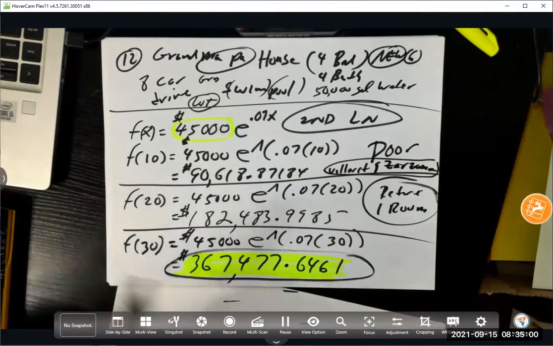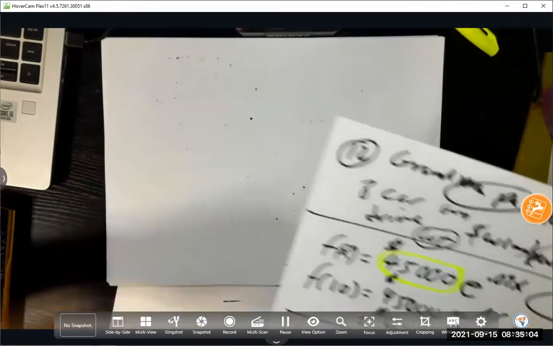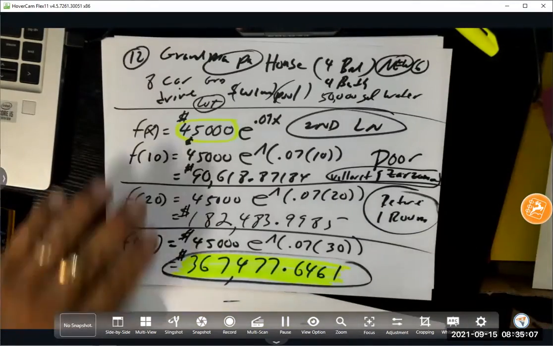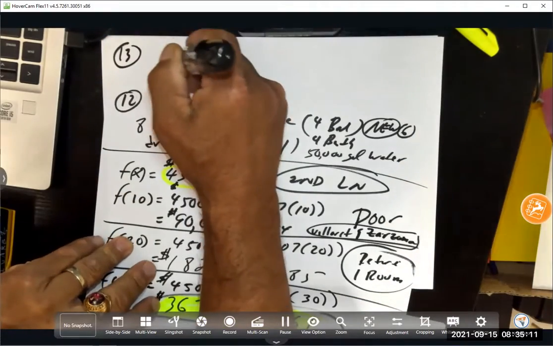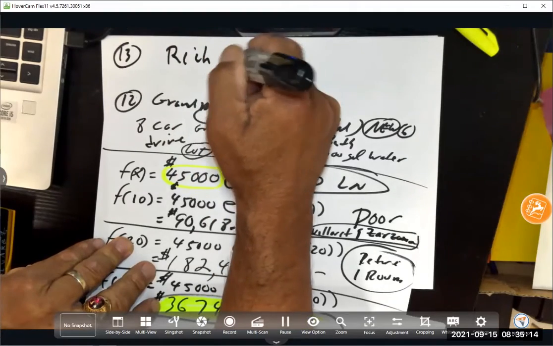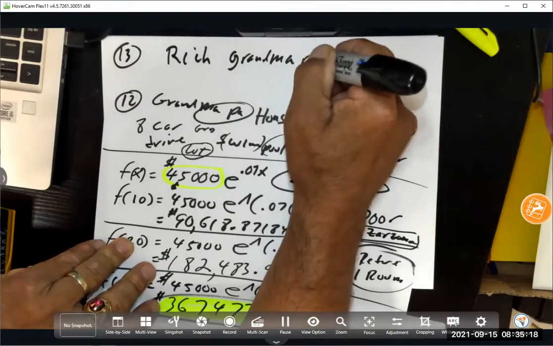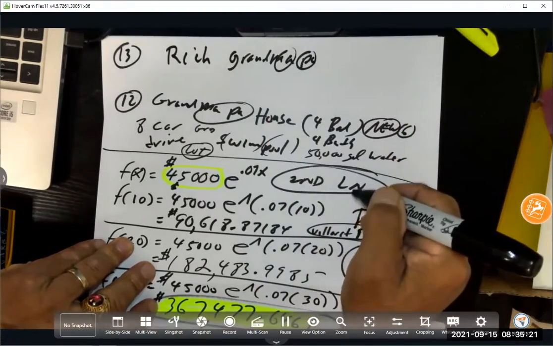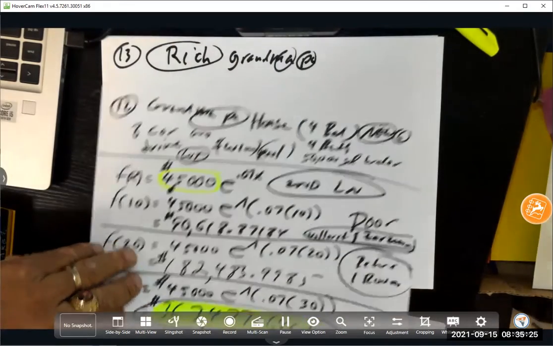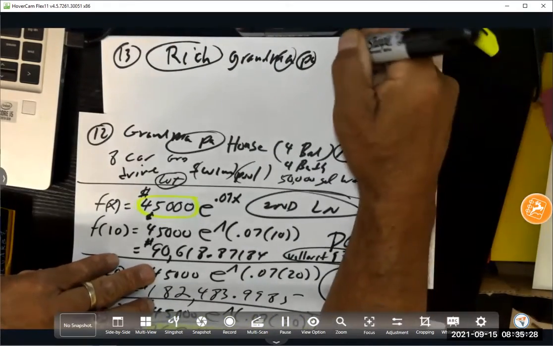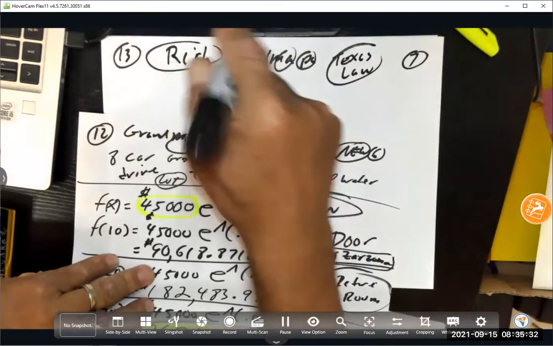All right, now this is poor grandma. And you know the law, right? The Texas law is that you also have to have a rich grandma. That's the law. Rich grandma and grandpa. You can have one poor grandma, but you also have to have one rich grandma. You can't have two poor grandmas. That's just the Texas law. Okay, let me write it in here. That's a Texas law. You have to have one rich grandma.